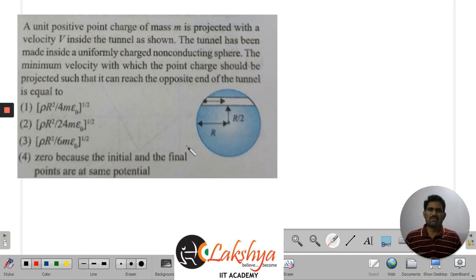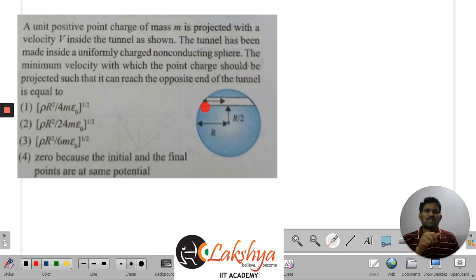Let us see one more such problem here. A unit positive charge of mass m is projected with the velocity v inside the tunnel as shown. The tunnel has been made inside a uniformly charged non-conducting sphere. The minimum velocity with which the point charge should be projected so that it reaches the opposite end of the tunnel is equal to what? That means now it is a uniformly charged sphere here.